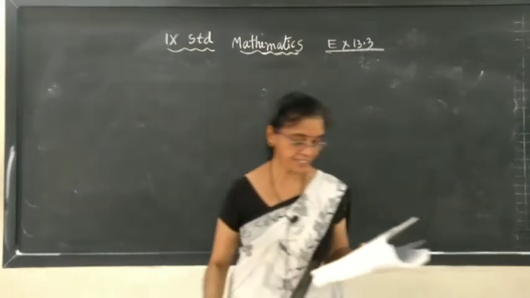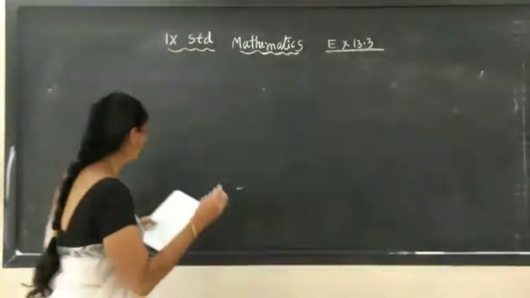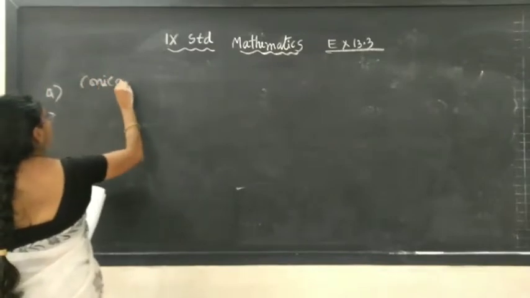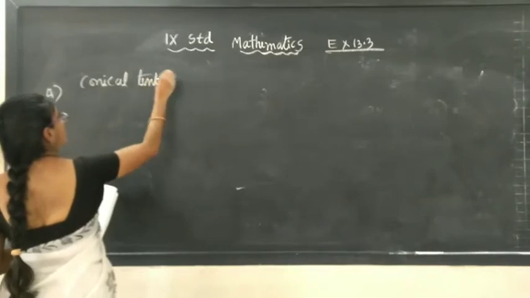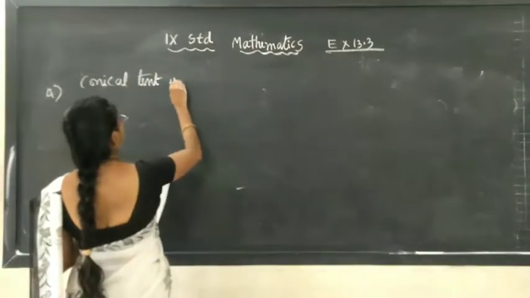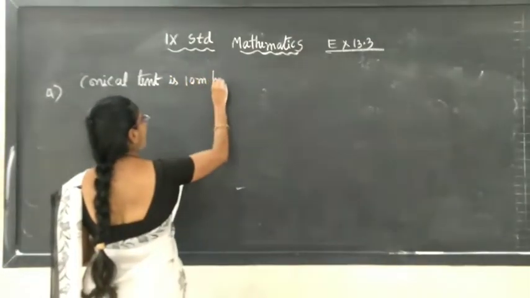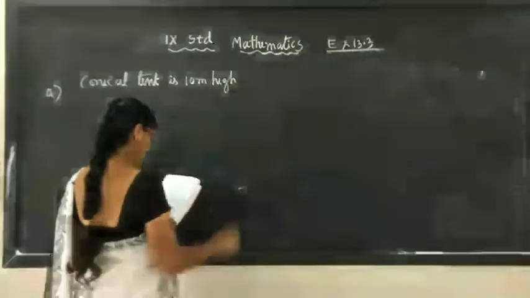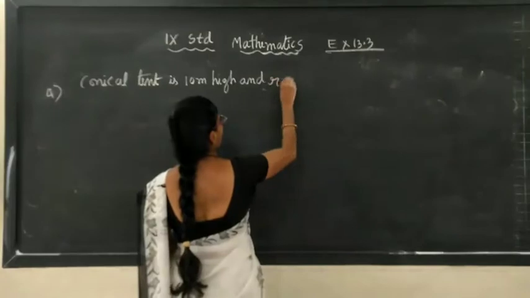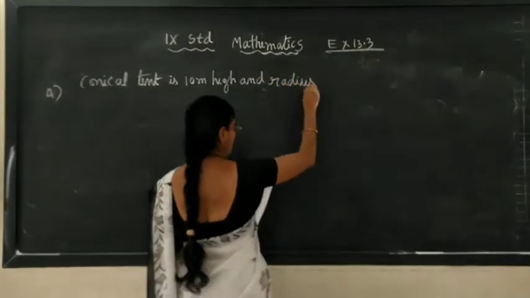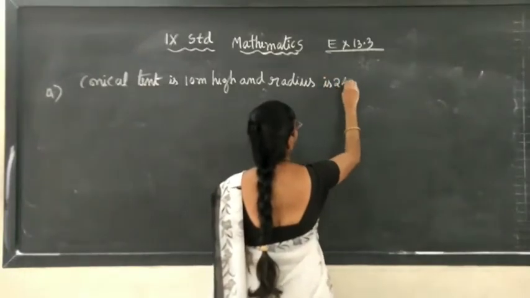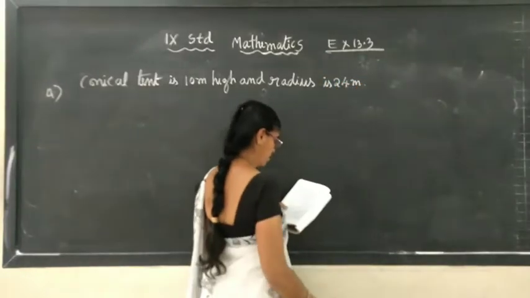A conical tent is 10 meter high. Fourth one, there is a conical tent. The conical tent is 10 meter high. High means it has got that height. And radius is 24 meter.